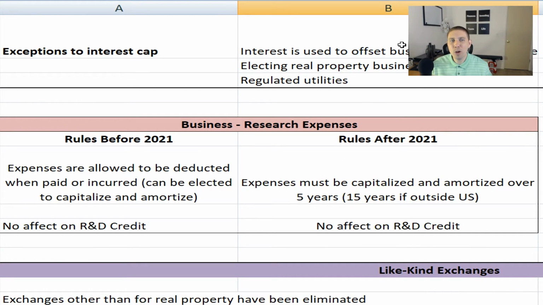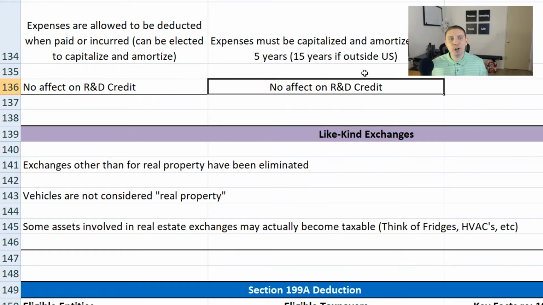Starting in 2021, we're going to see some changes to business and research expenses. Right now, in 2020, expenses are still allowed to be deducted when paid or incurred, but you can elect to capitalize or amortize those research expenses. Let's discuss like-kind exchanges real quick. Remember, like-kind exchanges now only apply to real property, such as real estate. Vehicles are no longer considered real property, so you cannot exchange one vehicle for another and defer the taxable gain within that transaction. You're going to have to pay tax whenever that vehicle is sold.